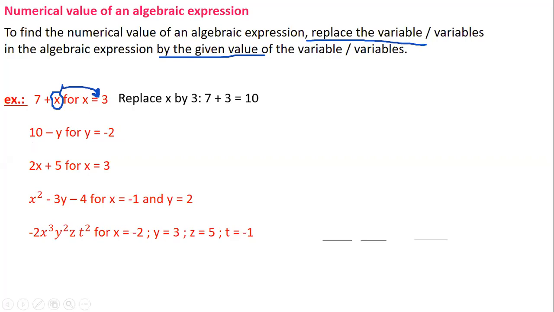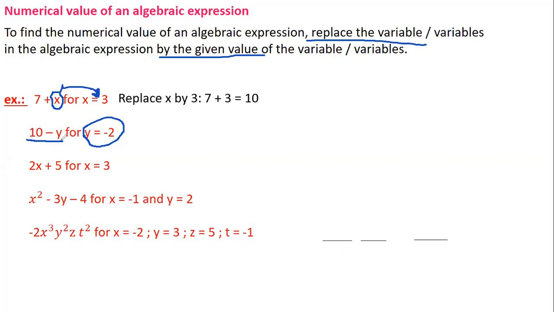Sari. Now the algebraic expression is 10 minus y. You see the algebraic expression 10 minus y? We should find the numerical value of 10 minus y for y equal minus 2. So the given value of y is minus 2. What should we do, Sari? Replace y by minus 2. Okay? Yalla, replace y by minus 2. What do we write?